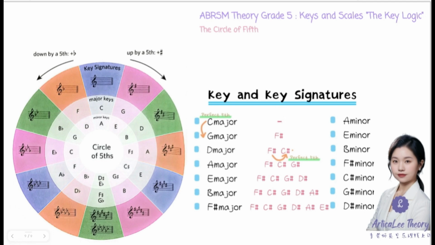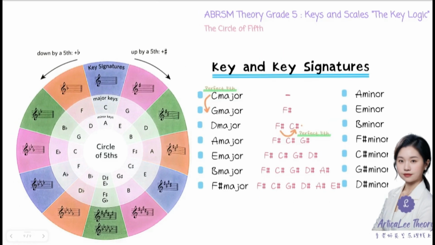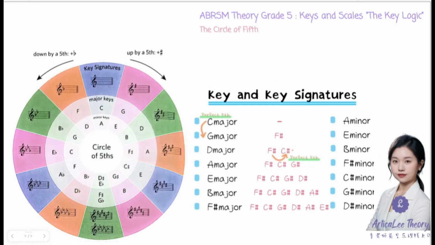Now, to find the sharp keys, we simply count a perfect fifth upwards from the previous key. A perfect fifth is the fifth note inside the scale. Let's try it. Our first key is C major. If we count 5 notes up from C: C, D, E, F, G, we arrive at G. So the next key is G major. What about its key signature? The first sharp is always F sharp. So G major has one sharp, F sharp.